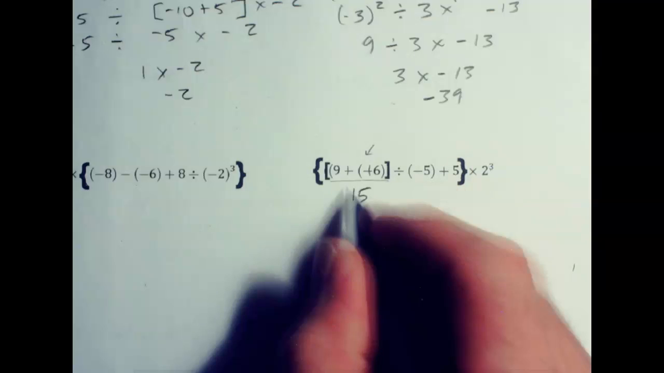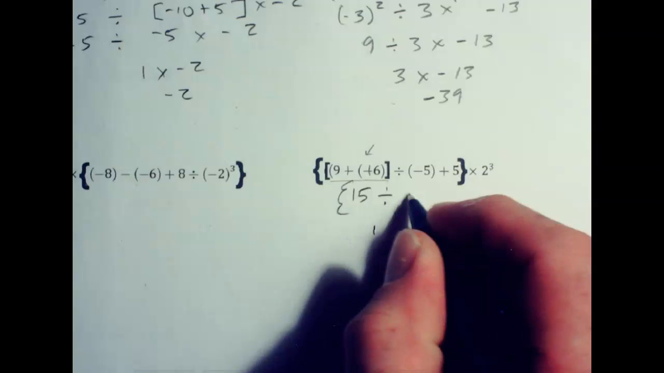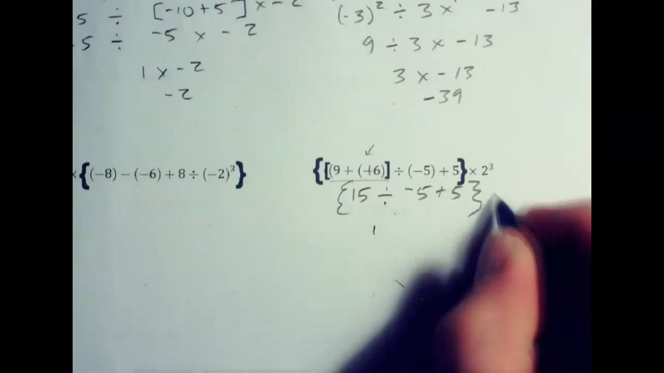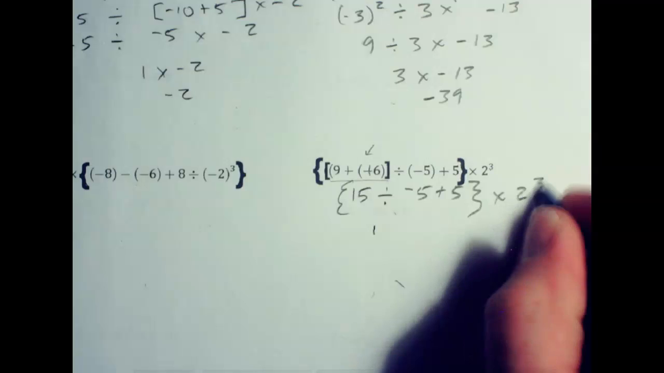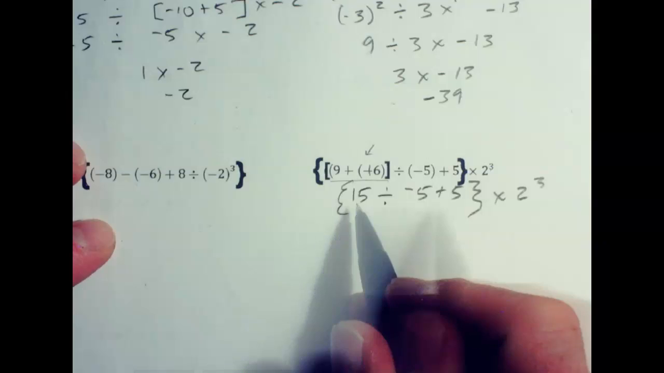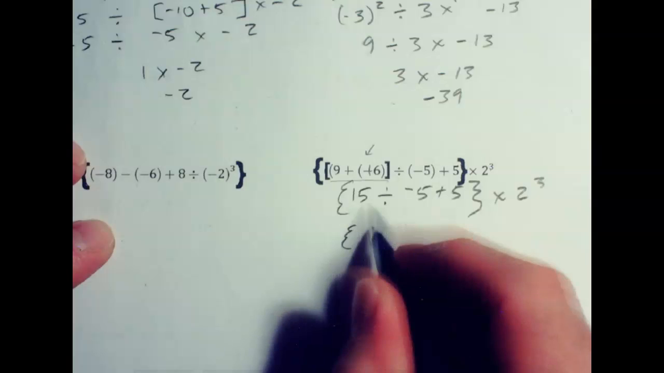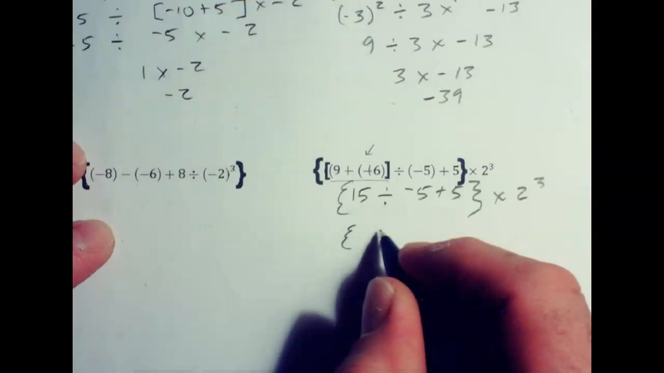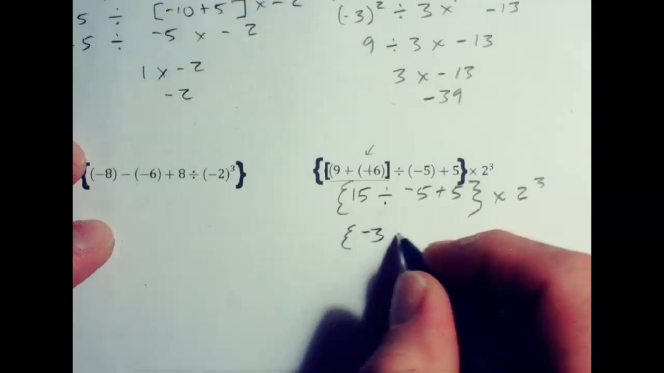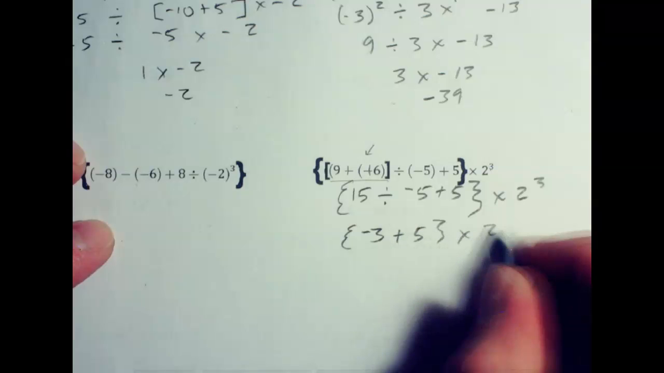Now, I'm still inside these big brackets, and that's going to be divided by -5 plus 5, and that's got to be times 2 to the third. So here we're going to have to do the division first, because it comes first. So 15 divided by 5 is 3. It's going to be -3 because I got one negative symbol. That's going to be plus 5. That's going to be times 2 to the third.